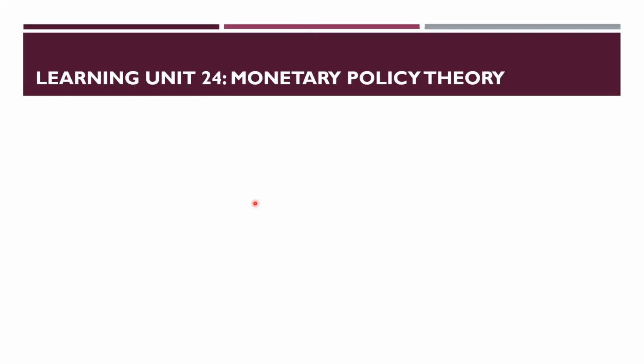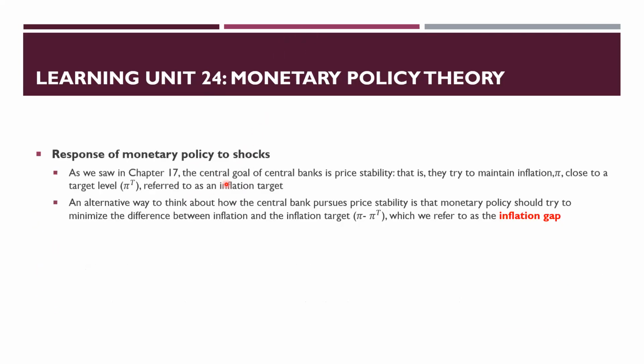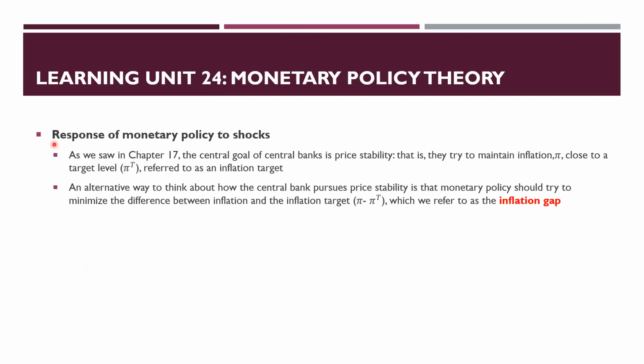Right. So let's look at the monetary policy theory. We'll start with the response to monetary policy shocks. As we saw in chapter 17, which is our learning unit 17 in this regard, the central goal of central banks is price stability, if you still remember. That is, they try to minimize or maintain inflation at a very, very low rate, close to a target level. Of course, you can't have inflation right at the target.